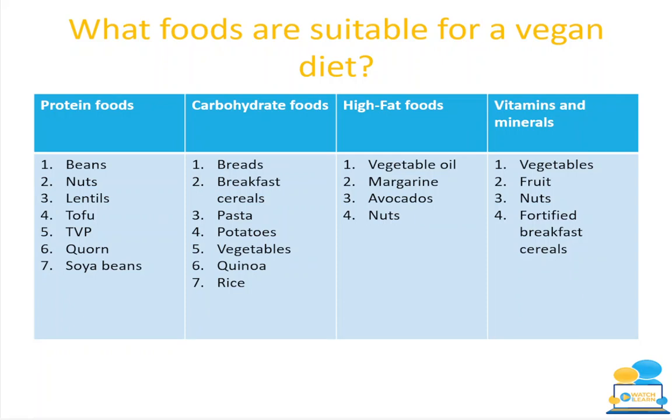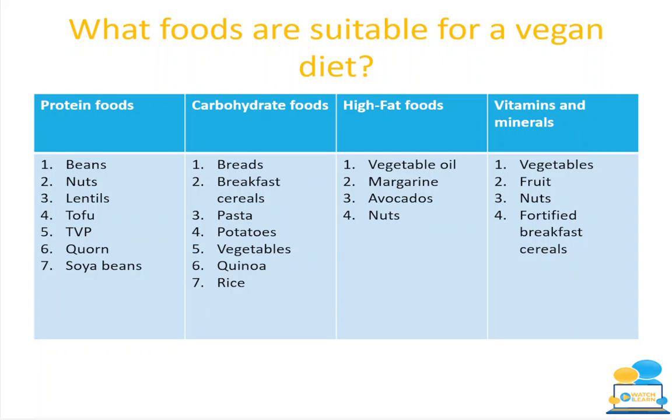High fat foods, we have our vegetable oils and margarine, our avocados and nuts. While some of them do have saturated fats like your avocados, they are actually better for the body than your saturated fats that will be coming from the meat. So the body is able to break it down and use it more efficiently. Our vitamins and minerals, so we have our vegetables, any type of vegetable, any fruits, nuts, fortified breakfast cereals. This means it has added vitamins into it, usually the likes of vitamin B and vitamin D.